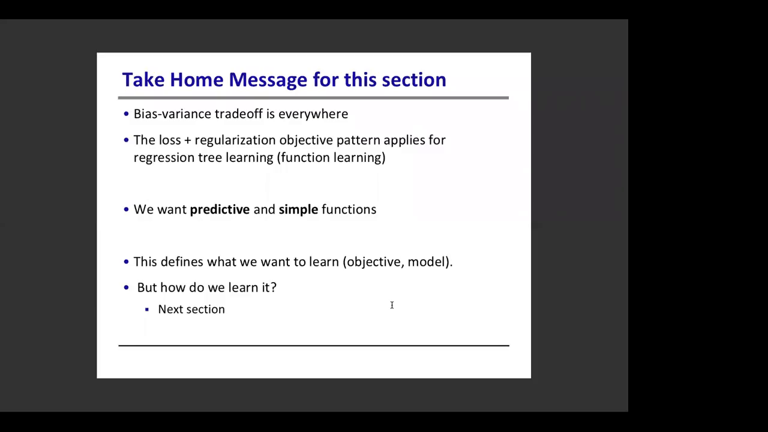This defines what we want to learn. We want to come up with the model and the objective. Okay, so in order to come up with the smallest value for the objective, we need to come up with the right model. And how do we do that?